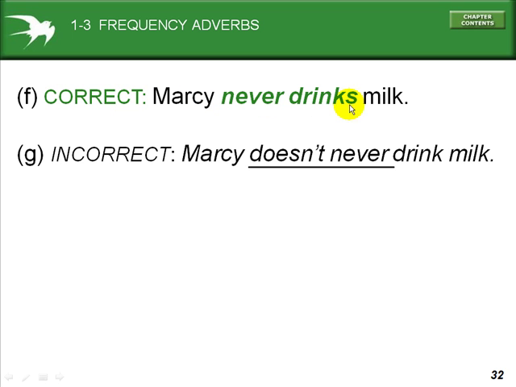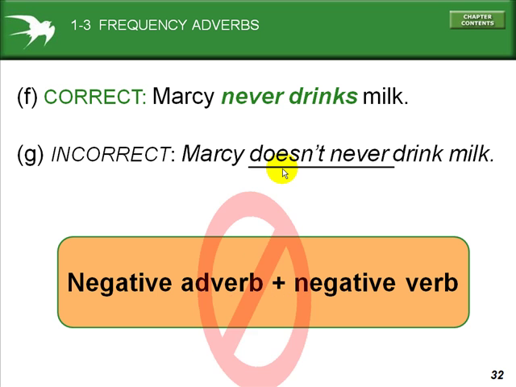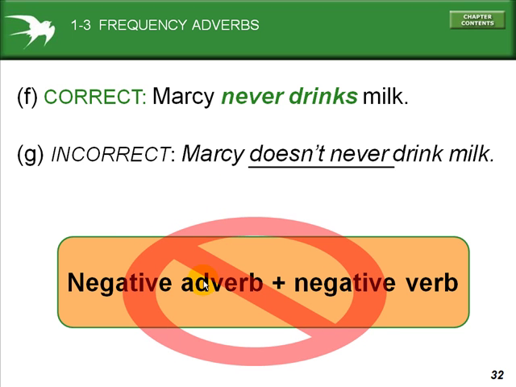Marcy never drinks milk. This is correct. Never is the negative frequency adverb. It is incorrect to say Marcy doesn't never drink milk. The doesn't is not necessary. In fact, it is wrong. We do not use a negative adverb plus a negative verb.